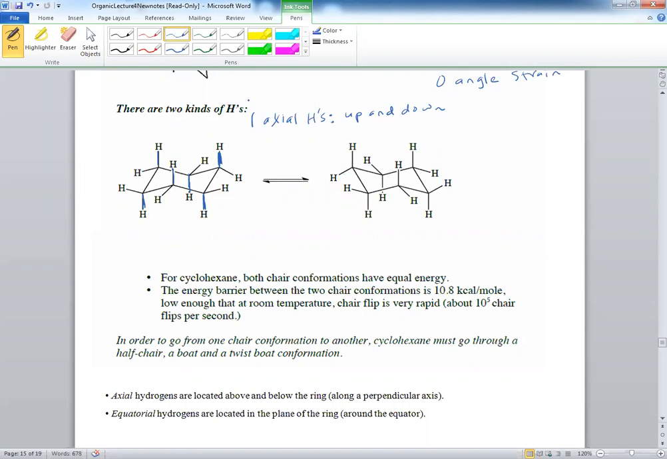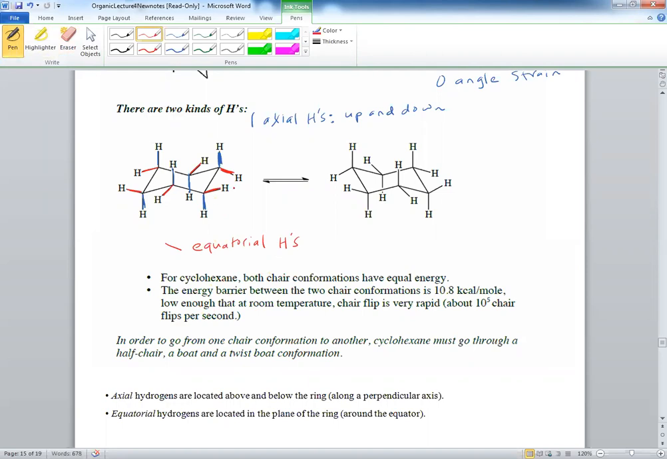The other ones, the red ones, have a name. Since you have an axis and you have the equator, these right here have a name. They're called equatorial. So these are called equatorial H's.